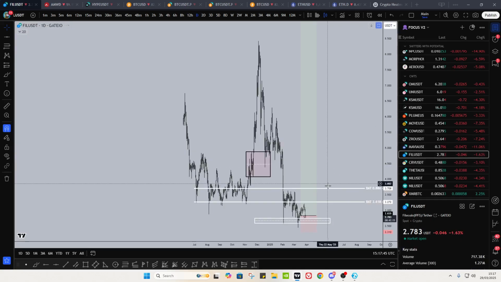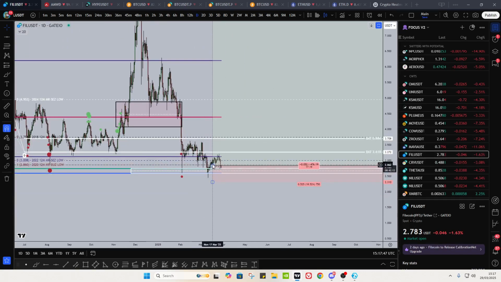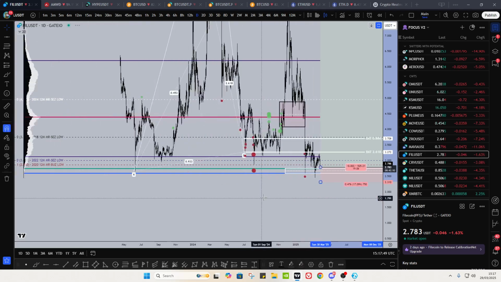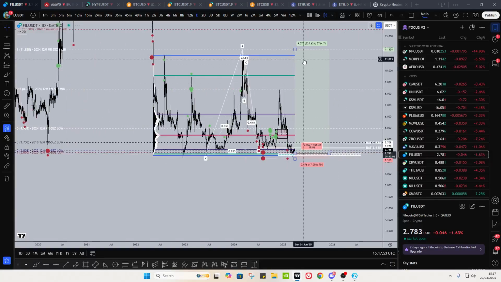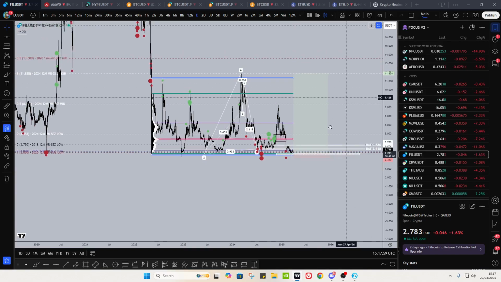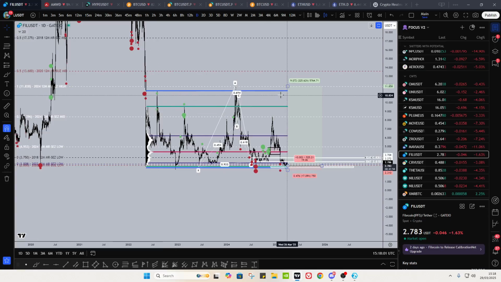But apart from that, Filecoin at the lows, literally at the lows. If you wanted to get in, it could not get easier than this, right? Filecoin at the lows, so literally here. I'm not even trying to overextend the targets, right? This is literally just the range highs. Filecoin, another one you can try and get into, right?